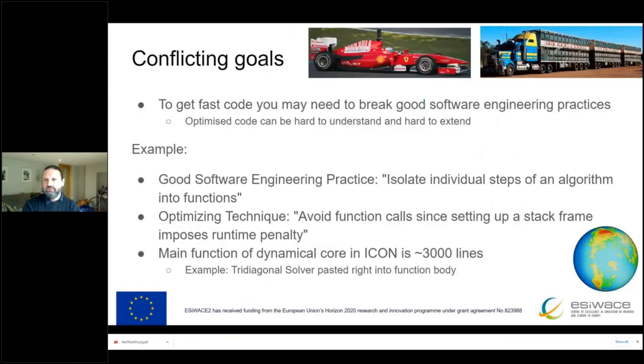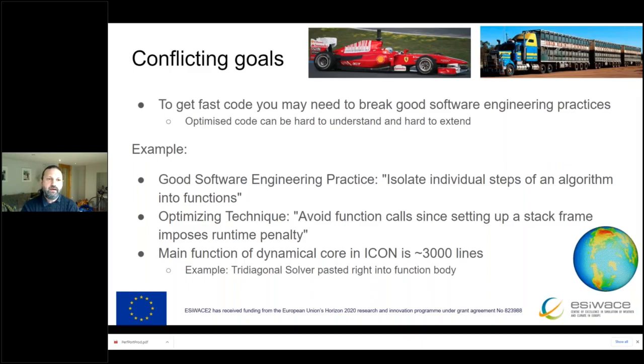So just to continue this conflicting goals argument, so the top one is quite nice. So if you want to get somewhere really fast, you probably go in something like this. But if you wanted to take a lot of stuff from one place to another, you probably go in something like this. Very different solutions. And I think one of the main lines is if you want to get fast code, you may need to break some of these good software engineering practices that are considered to be helpful for code maintenance and development. And the problem is, of course, is if you optimize your code, it can be hard to understand and hard to extend.